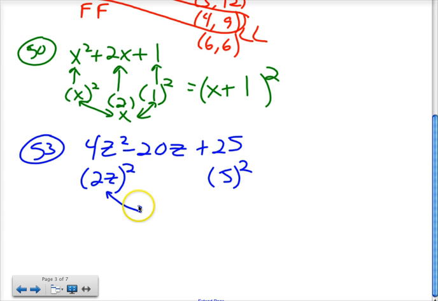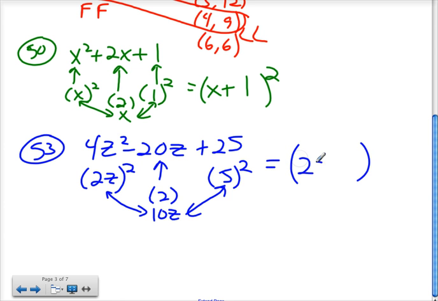And I have 2z times 5, and that's going to give me 10z, and I have to multiply that by 2 to see if that will give me the middle term. And it will. It'll give me a 20z. So what I square to get 4z squared is 2z. What I square to get 25 is 5. But this one has a negative in the middle. So that means it has to be 2z minus 5, the quantity squared, for number 53.